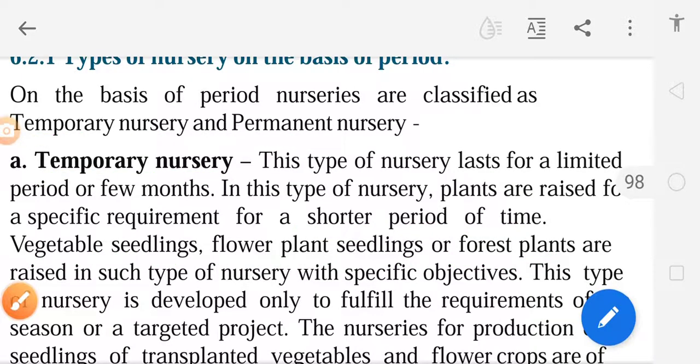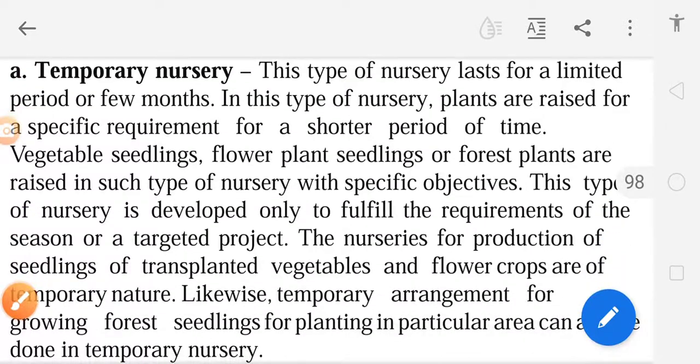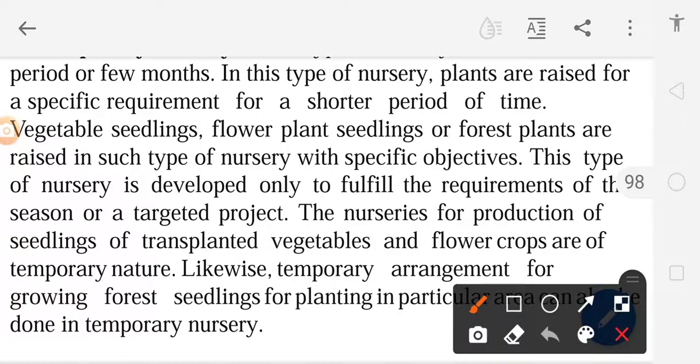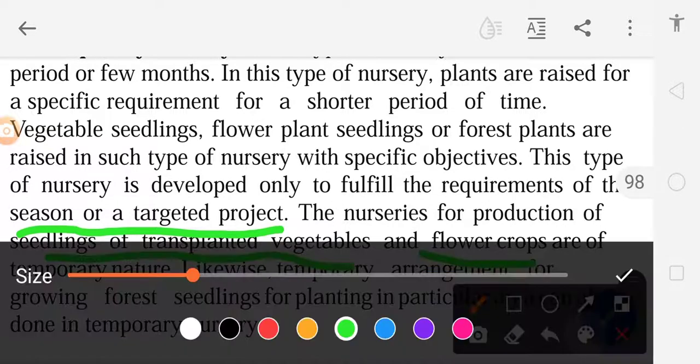So in the case of this short nursery, it is for a lesser time, and it is for a particular season and targeted project. Suppose we have been given an order to produce 1000 plants, then for that target only this temporary nursery can be utilized, and here this nursery can be used for seedlings of transplanted vegetables, flower crops, and many things like that.